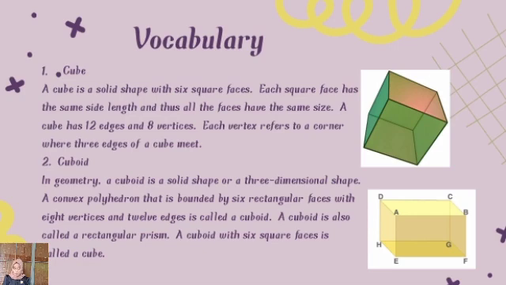Number 2, cuboid. In geometry, a cuboid is a solid shape or a three-dimensional shape, a convex polyhedron that is bounded by 6 rectangular faces with 8 vertices and 12 edges. A cuboid is also called a rectangular prism. A cuboid with 6 square faces is called a cube.